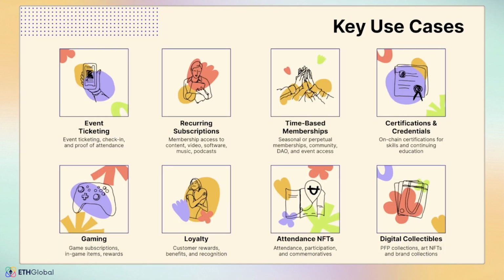Just a reminder for everyone who's joining now, Unlock protocol is for memberships, and memberships are a very core primitive to lots of businesses. It can be used from event ticketing all the way to digital collectibles, through recurring subscriptions, certification credentials, gaming, loyalty, attendance NFTs. Really, you have to think about Unlock as a framework for NFT memberships, and memberships can be lots of different things.